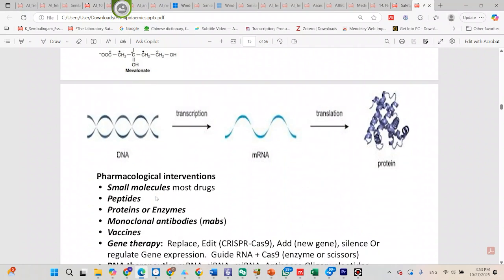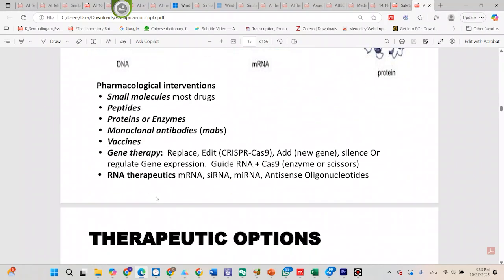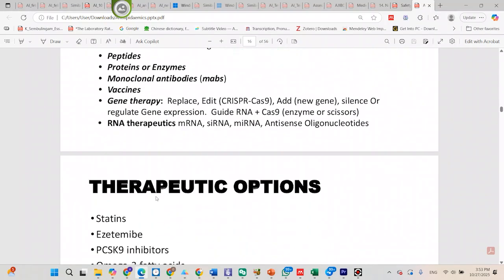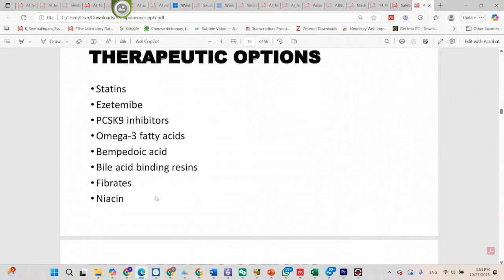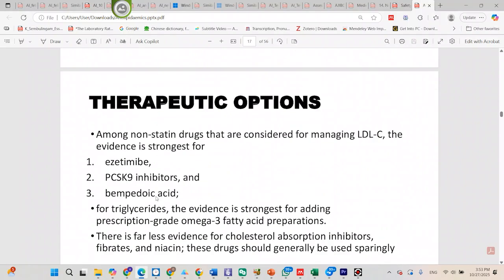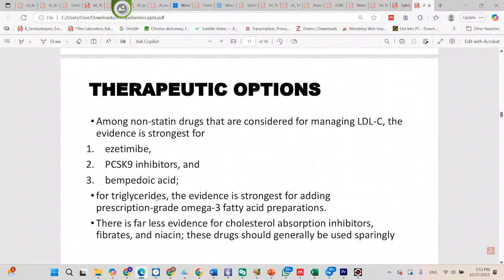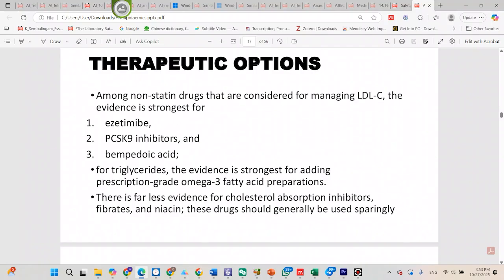Now, what are some of the pharmacological interventions for dyslipidemia? We have small molecules, peptides, proteins, monoclonal antibodies, vaccines, RNA therapeutics, gene therapy. So let's start from the small molecules. We have statins, ezetimibe, PCSK9 inhibitors, omega-3 fatty acids, bempedoic acid, bile acid binding resins, fibrates, niacin. Okay, so among the ones that are not statins, there are 3 that are very strong, that are considered for managing LDL-C. We have ezetimibe, PCSK9 inhibitors, bempedoic acid.